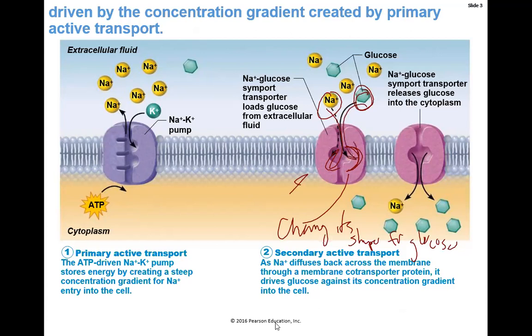Now that channel won't open up to the inside of the cell until glucose lands on it. But as soon as it does, it changes its shape. Sodium comes back into the cell. Glucose comes back into the cell. And we get more glucose going into the cell.